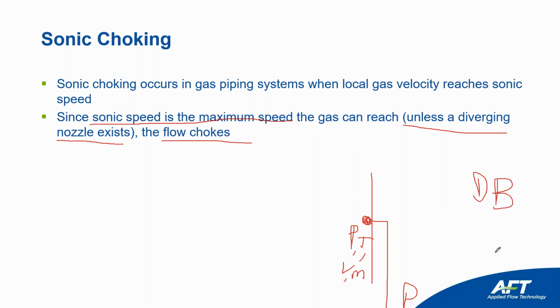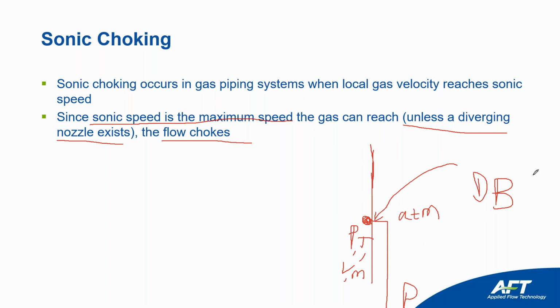DB for downstream boundary. So if the other side of the choke point is atmospheric pressure, then the atmosphere is 14.7 psia if you're at sea level. And so you would potentially have a significant pressure drop across this infinitesimally small shock wave.